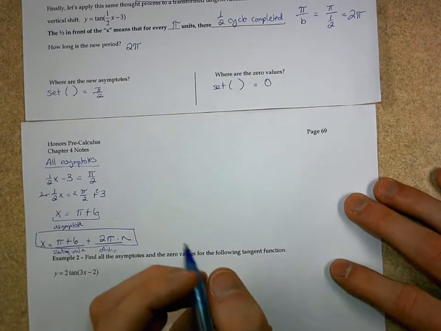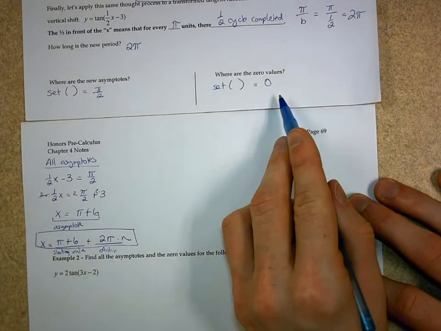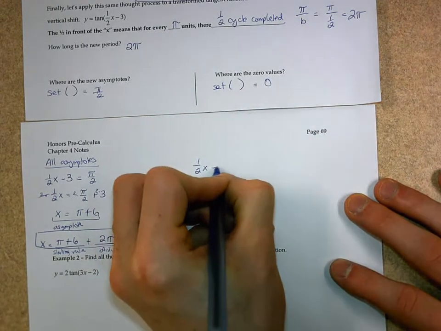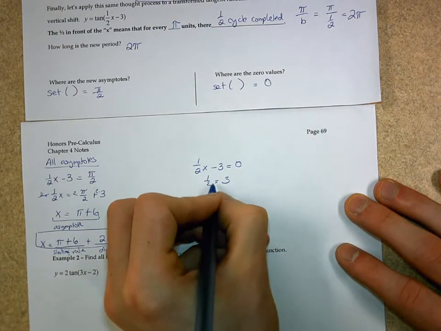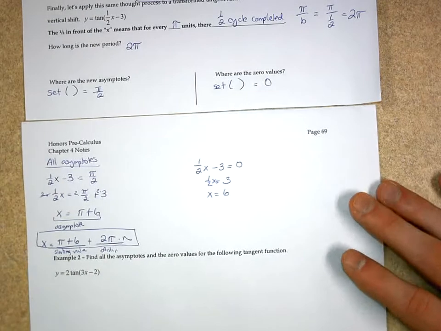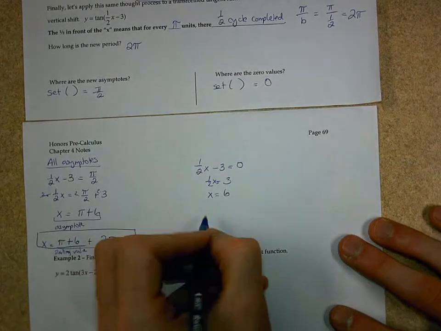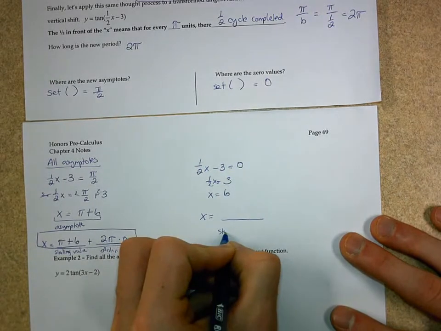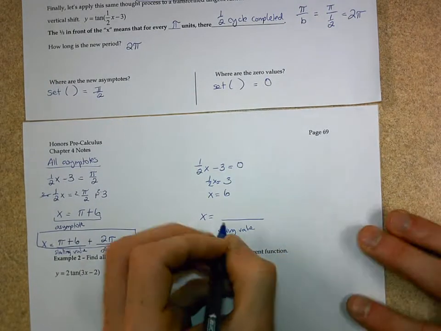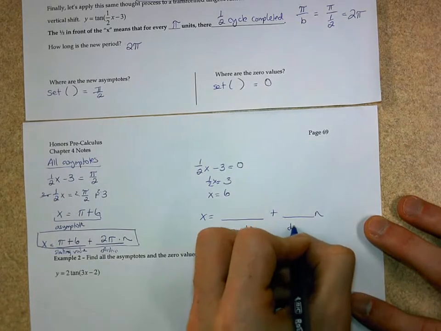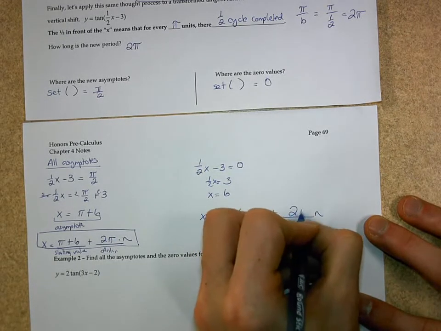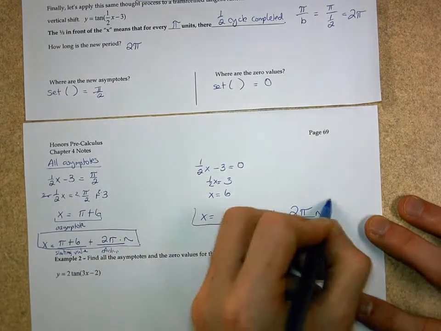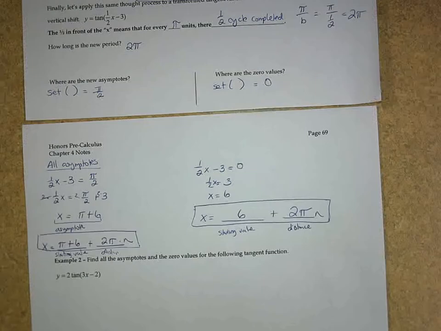So what are the zeros? Do the same process, but this time setting the parentheses equal to 0. So 1/2 x minus 3 is equal to 0. Add 3 to both sides, and then multiply by 2. X is going to equal 6. So in the format, x equals the starting value plus the distance times n. The starting value is 6. The distance is 2 pi. So that's going to represent all your zero values and all your asymptotes.